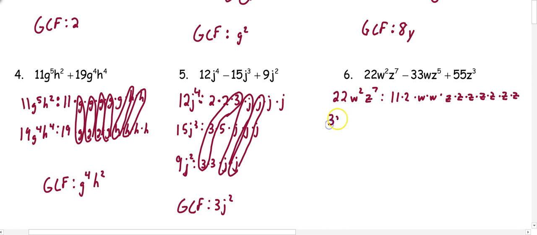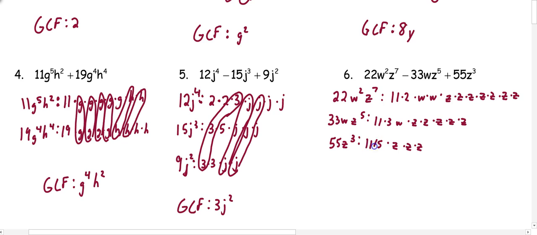Then for 33wz to the 5th, two numbers that multiply to 33 are 11 and 3. We have 1 w and then 5 z's. And then we have, lastly, 55z cubed. So two numbers that multiply to 55 are 11 and 5. And then we have 3 z's.